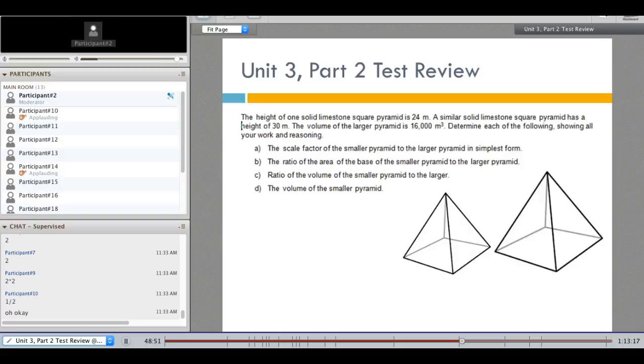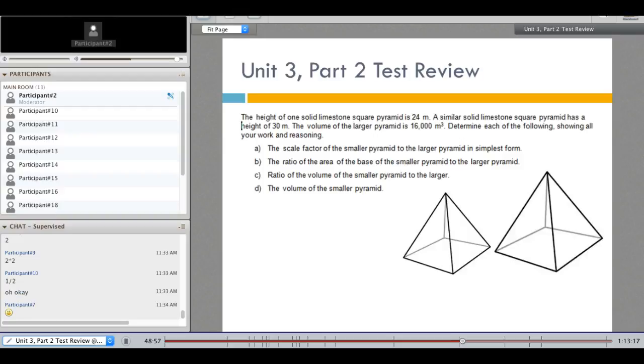I love that. Okay, so just to review, the height of one solid limestone square is 24 meters. So it was right here. The height here was 24 meters. The height here was 30.